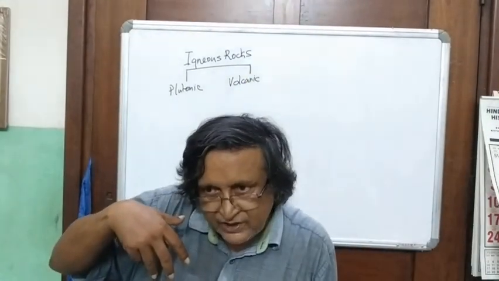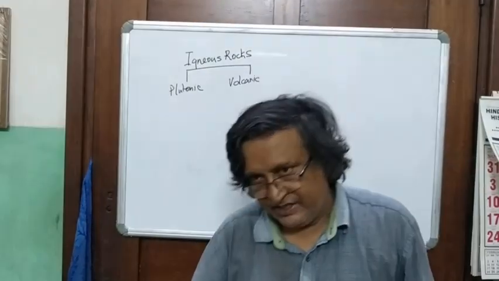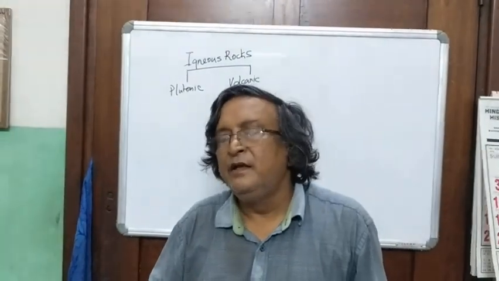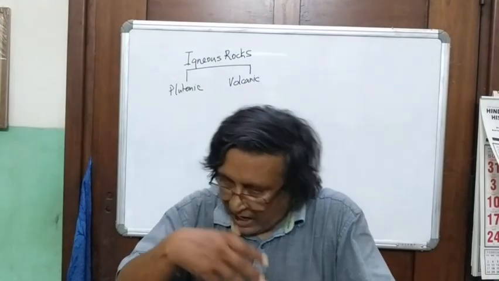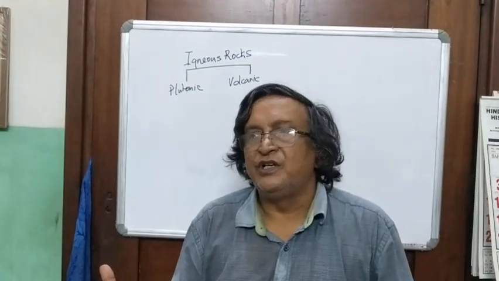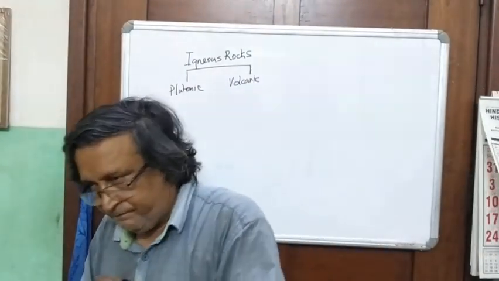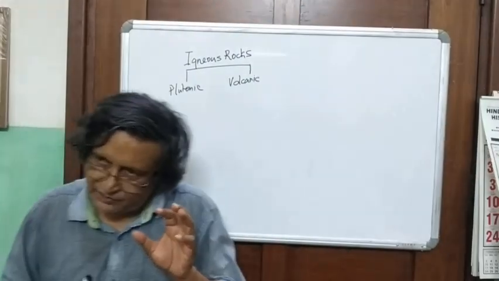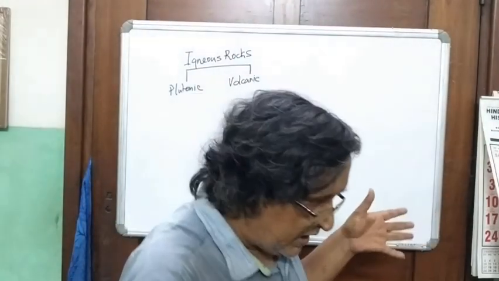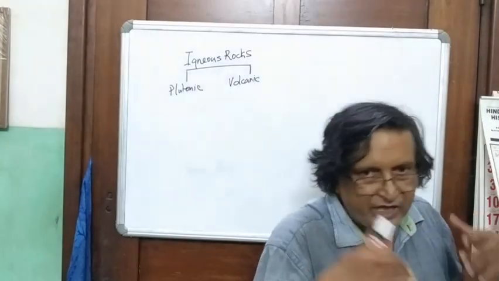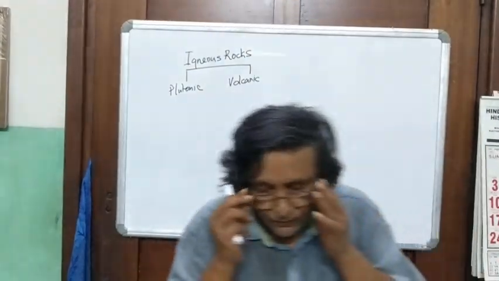Plutonic rocks, on the other hand, have no glass, and they are significantly coarser than volcanic rocks. I hope I made this point clear. So you have two broad classifications, plutonic rocks and volcanic rocks.